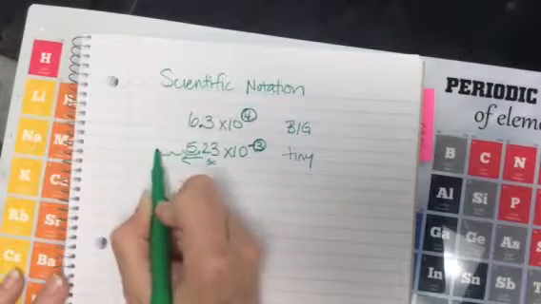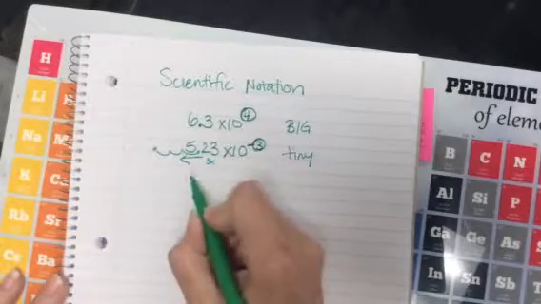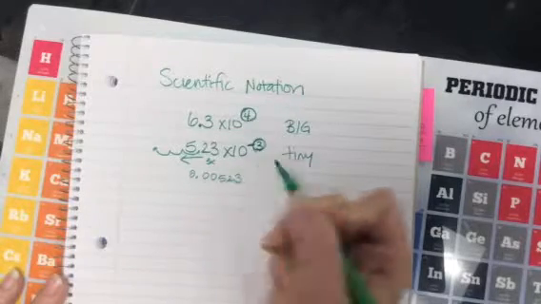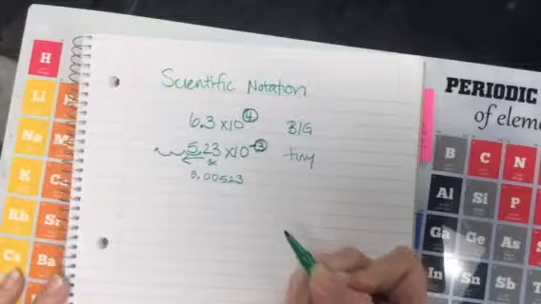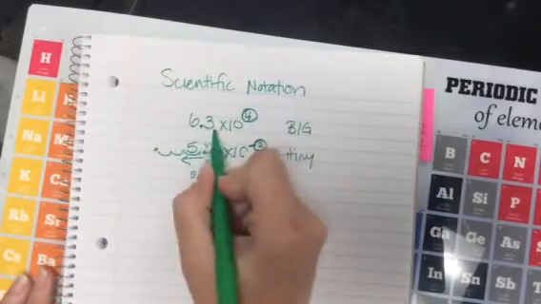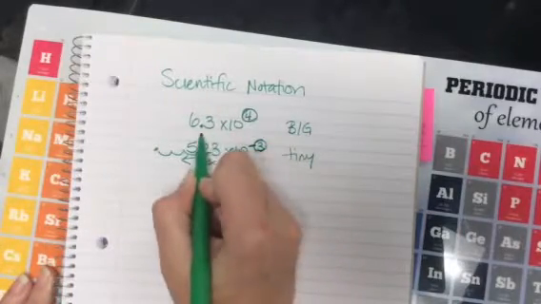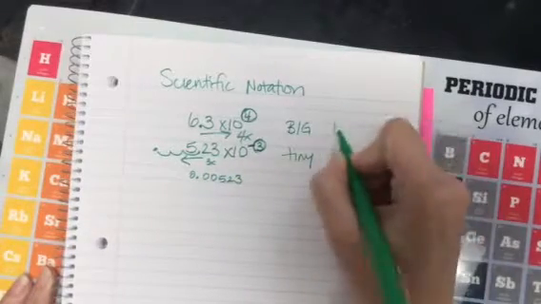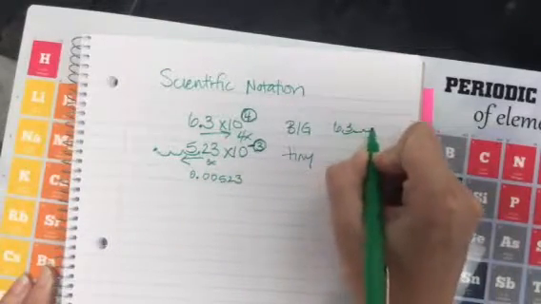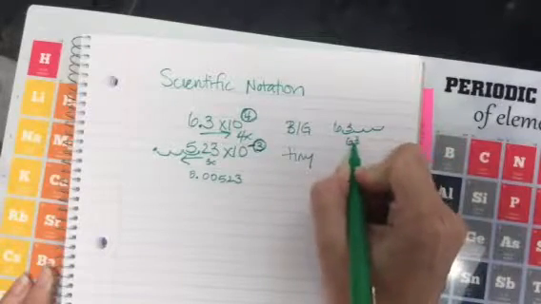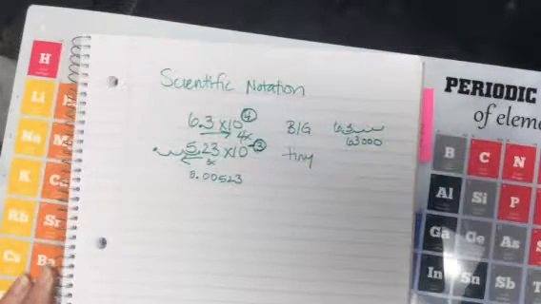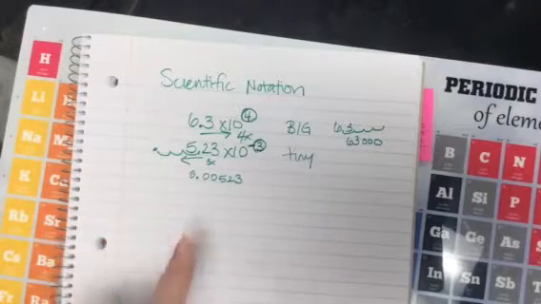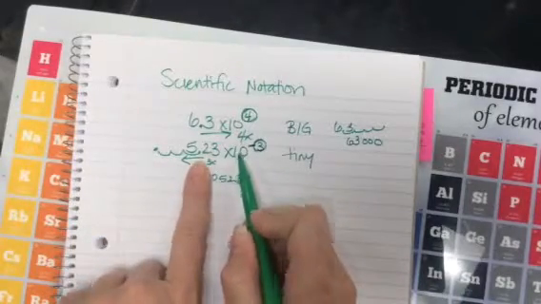So in this one, we're going to move our decimal place 3 times. 1, 2, 3. Drop in a new decimal. So we have 0.00523. We moved it 1, 2, 3 times. Or if we have this one and we want to make it a big number, we're going to move our decimal place this way 4 times. So 6.3, 1, 2, 3, 4. So you end up with 63,000.